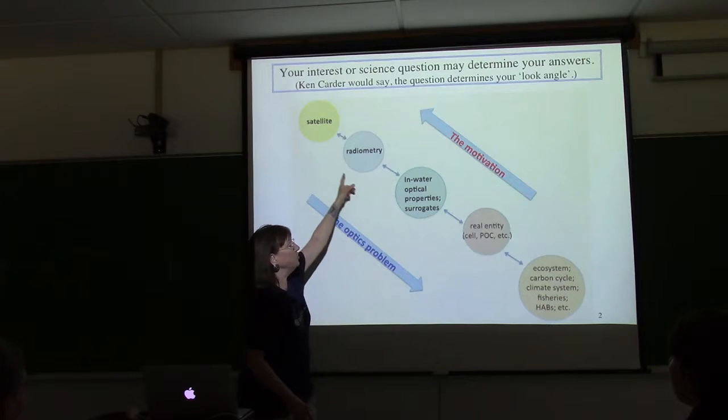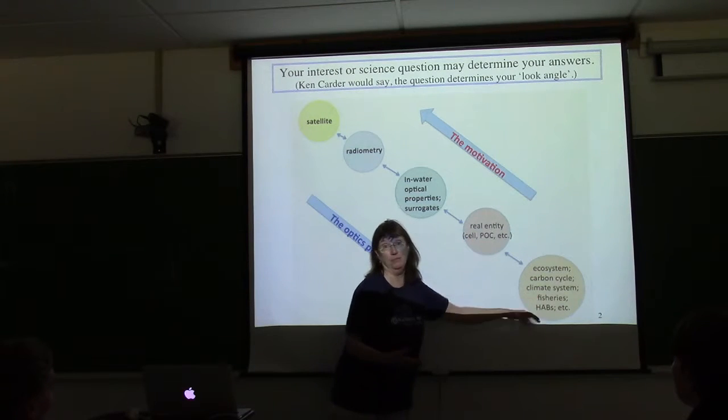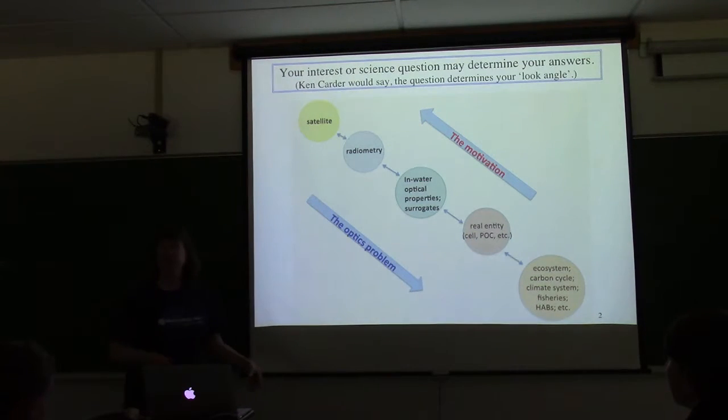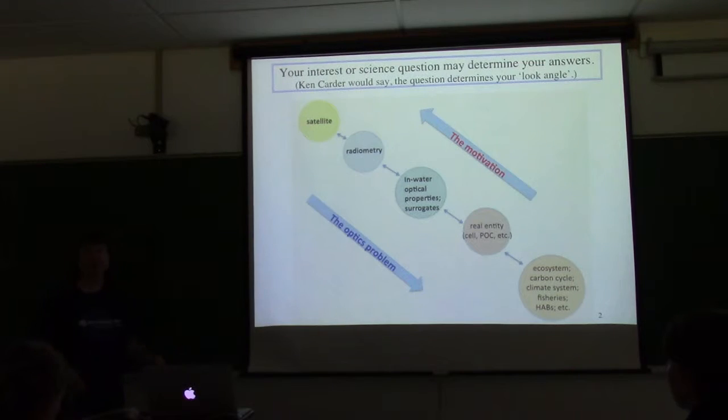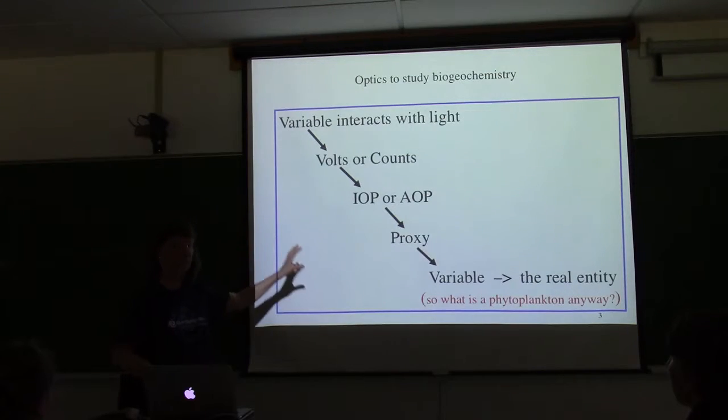So there's this sort of trajectory going from the satellite to the real entity, and then scaling back up to the ecosystem to some of the real fundamental problems that we're facing today, like the Pacific Northwest with that pool of warm water, with the Pseudo-nitzschia blooms, with the coccolithophore blooms, with everything else. So this is sort of the world that we live in.